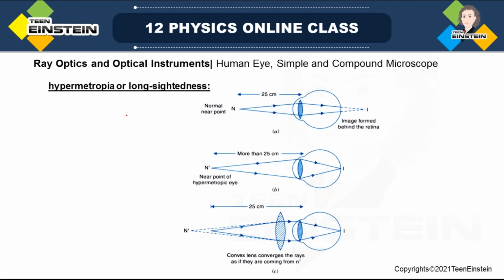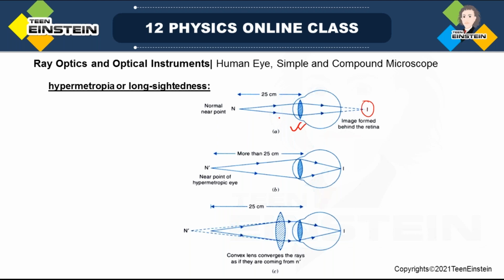Now we'll see hypermetropia or long sightedness. What does this mean? This person cannot see nearby objects. Why? Because this is a defective eye, the image formed by the defective eye is not formed at the retina. It actually goes beyond the retina. As we know, for any object you want to see, the image of that object has to be formed on the retina itself. Otherwise, you cannot see.